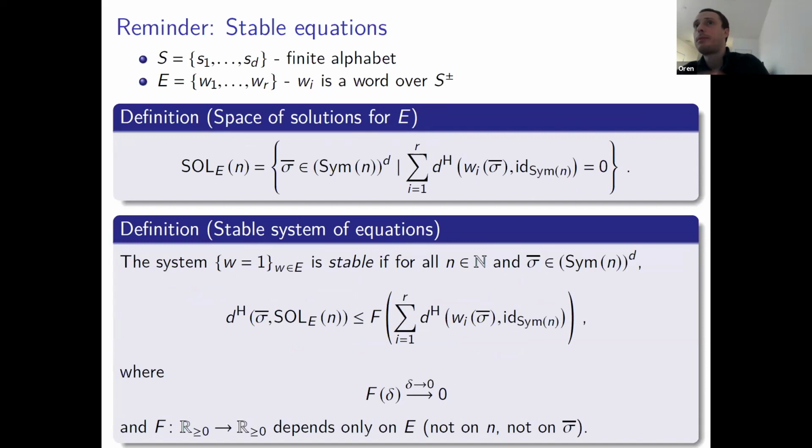And now, this was stability for groups. Now I want to define stability for a system of equations. So let S, again, be a finite alphabet. Now I'm just calling the elements of S, S1 up to SD. And let E be a finite set of words over the set S and the inverses of the letters. So you can think about them as elements of the free group over S. We have the space of solutions for E. This is the space of all D-tuples of permutations, D because I have the D letters, such that this sum is zero. I'll elaborate, but this sum is a sum of non-negative things, so it just means that all of those terms are zero.